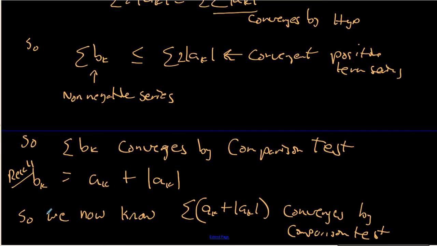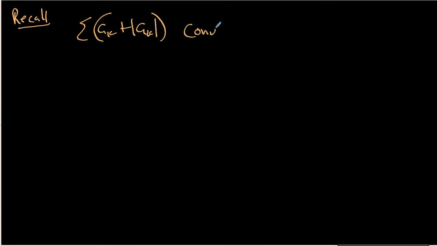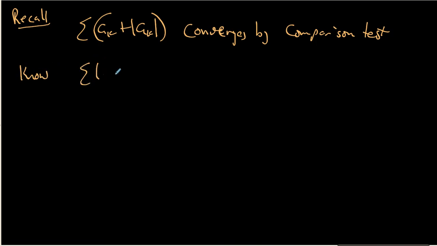Well, what does that mean? Well, let's consider that fact. So I'm going to recall that we just got done proving that the series of AK plus the absolute value of AK converges by the comparison test. Well, what I now want to notice is this. We also know, of course, that the series of absolute values of AK converges. That's our hypothesis.